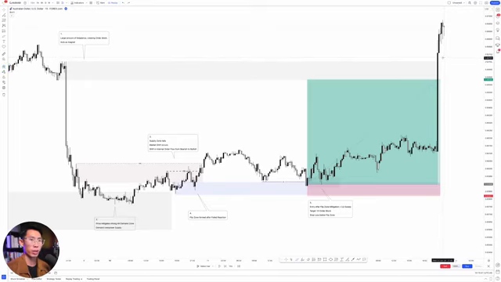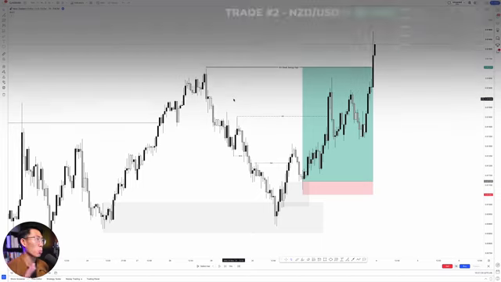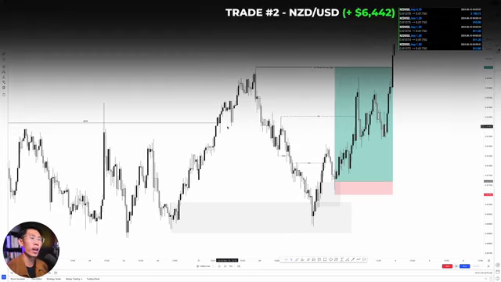But obviously, lots of demand actually came into the market and just completely bypassed that order block. And it is what it is. I'm just gonna take the win because I followed my plan, and this was a successful trade in my playbook. So on trade number 2, I made about 6.4k trading NZD USD.